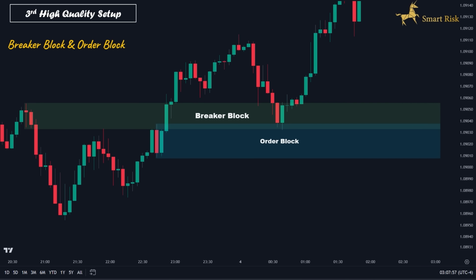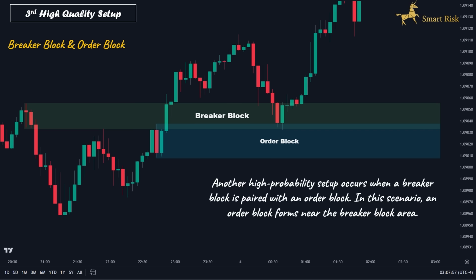Another high probability setup occurs when a breaker block is paired with an order block. In this scenario, an order block forms near the breaker block area. These breaker blocks are particularly powerful because the price is likely to respect them. They represent areas where numerous orders were previously executed in the market, and there may still be orders held in that area. Therefore, there is a high probability that the price will return to retest that area.